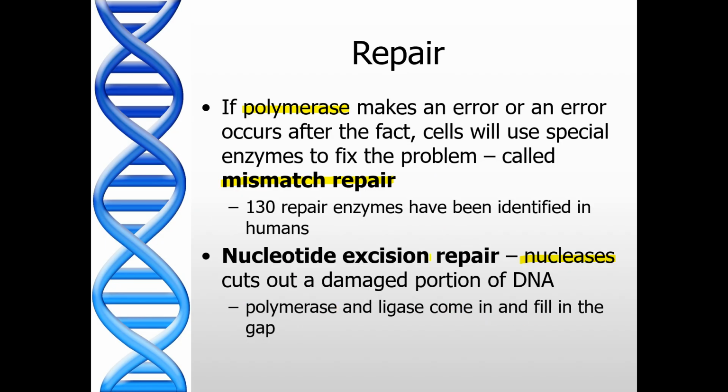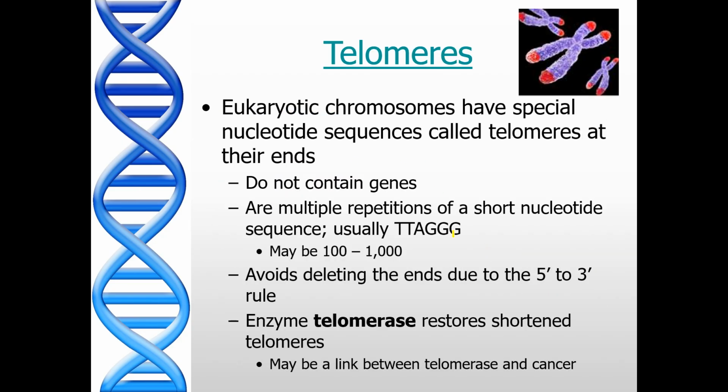Now, even with all of our proofreading and repair, mistakes can still happen just because of the sheer number of nitrogen bases. Now, the last thing we're going to talk about is telomeres. And so in order to understand this, we have to understand that leading and lagging strand. So remember, polymerase cannot add on to nothing.